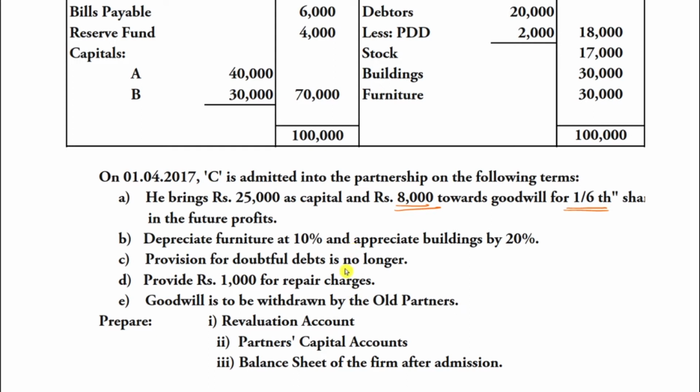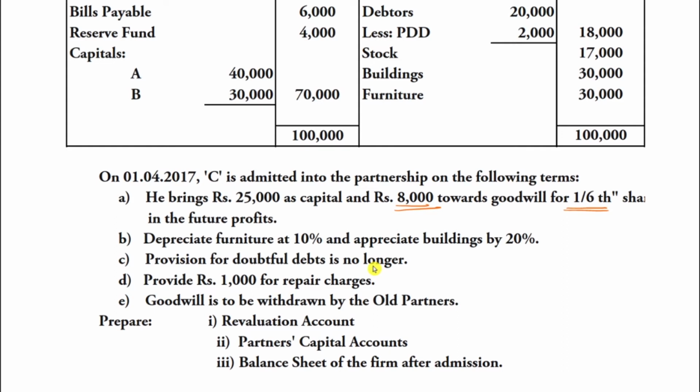Next we have provision for doubtful debts. This is a little bit advanced, quite twisted. The provision for doubtful debts is no longer required. What does no longer mean? It means it is not going to exist.